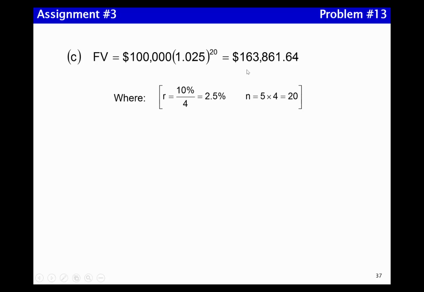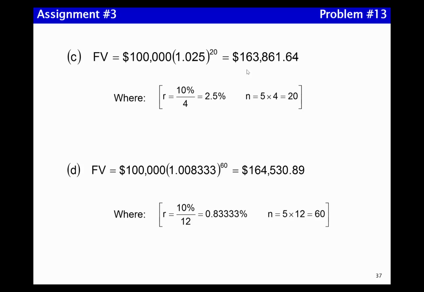You get $163,861.64. And then with the monthly compounding, 10% divided by 12, we get 0.83333, and there's a repeating 3. 60 months. So you get 100,000 times 1.00.